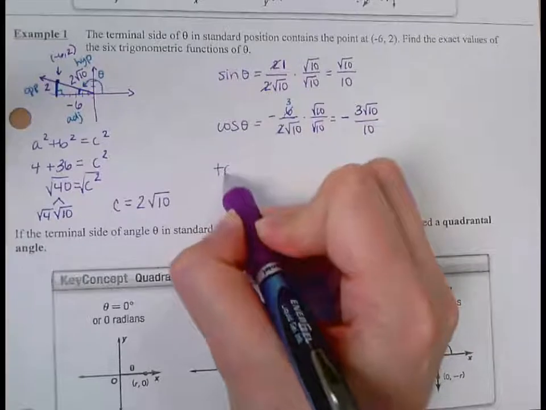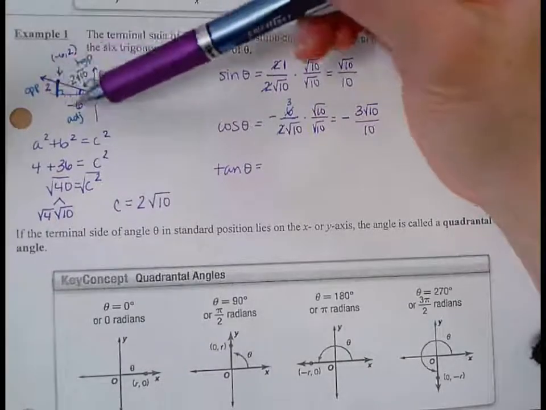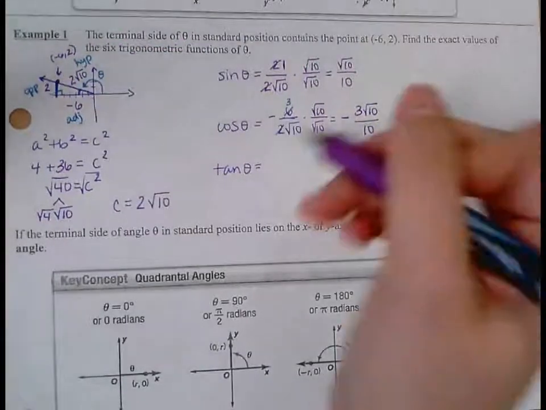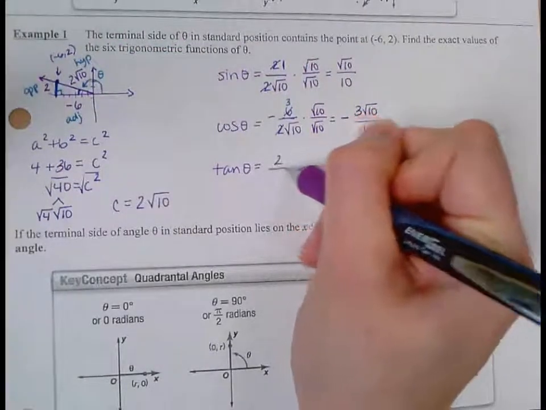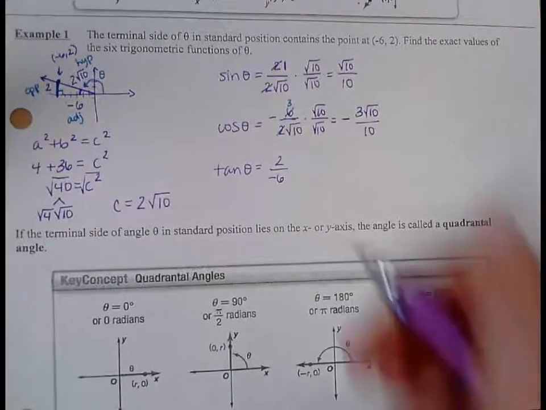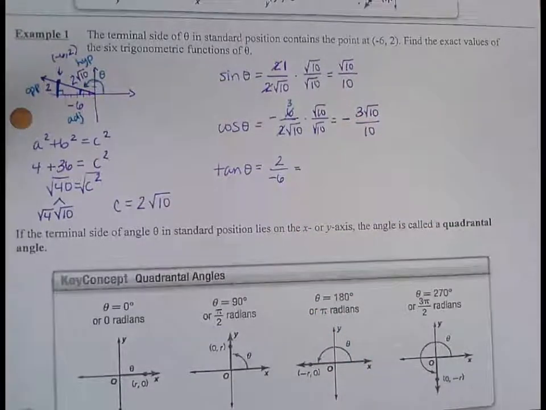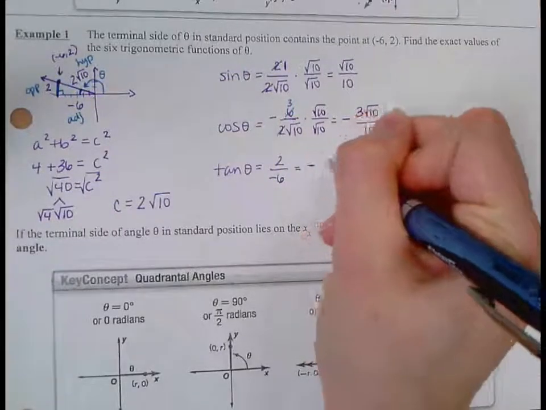And then tangent of theta is opposite over adjacent. So that would be 2 over -6. So no radicals, but I still need to make sure that's simplified. And because that denominator is negative, that just means the fraction itself is negative. So tangent is also negative here. So that would be -1/3.